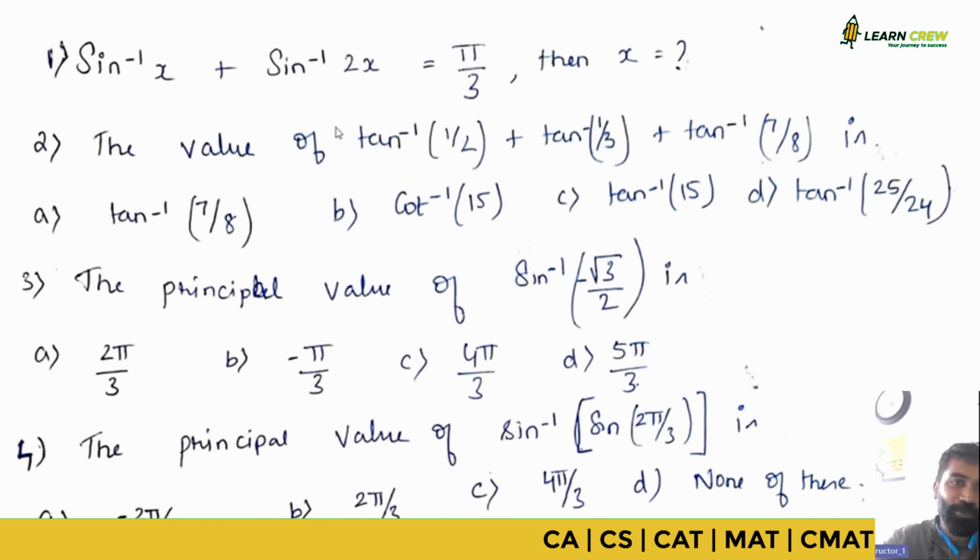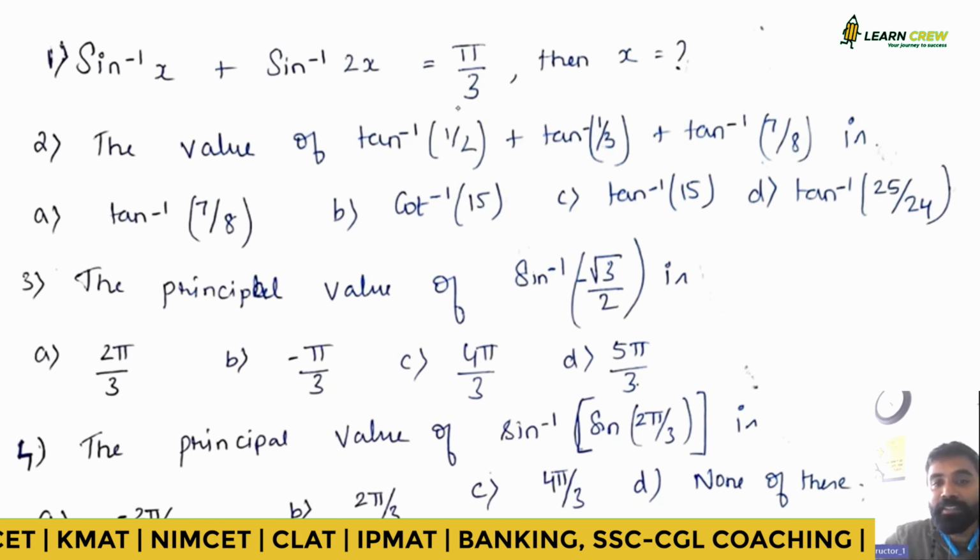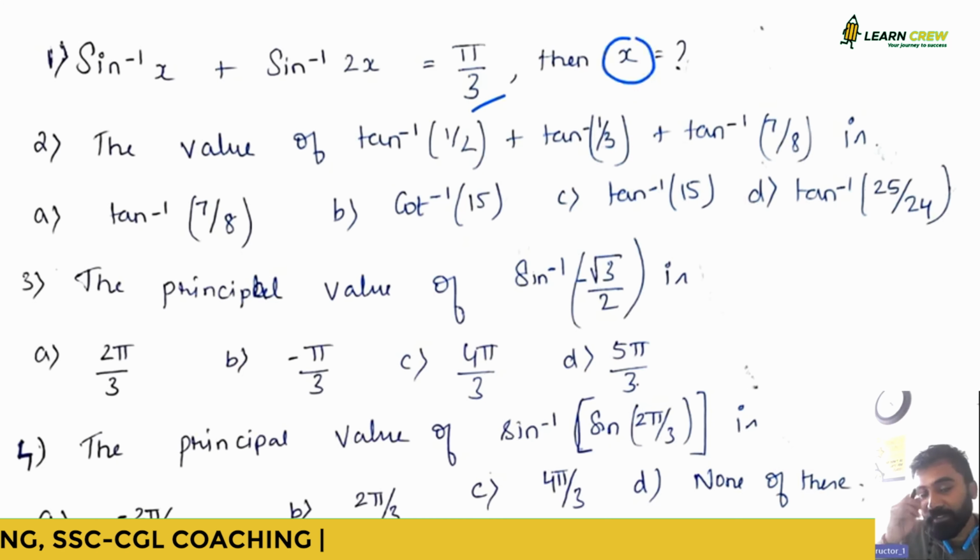Okay, let us take the first question. Sine inverse of x plus sine inverse of 2x equal to pi by 3. They have asked us to find x.